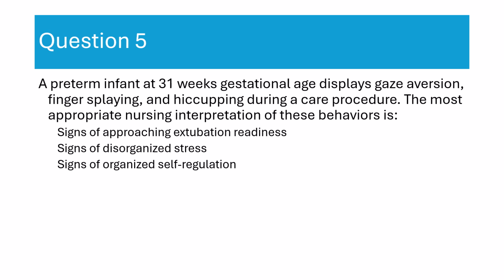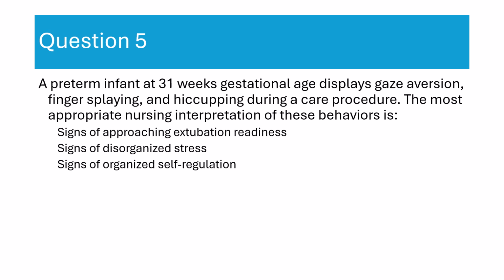A preterm infant at 31 weeks gestational age displays gaze aversion, finger splaying, and hiccuping during a care procedure. The most appropriate nursing interpretation of these behaviors is: signs of approaching extubation readiness, signs of disorganized stress, signs of organized self-regulation. The correct choice is signs of disorganized stress.